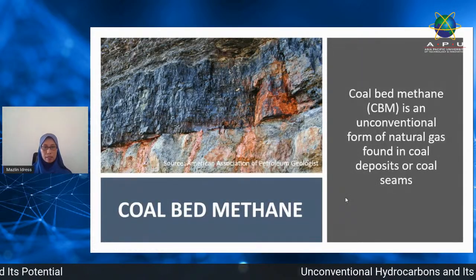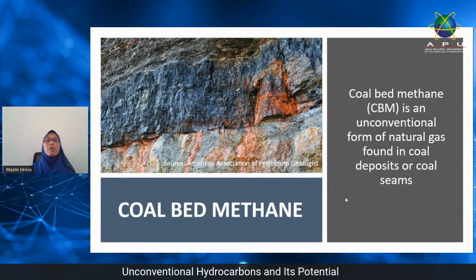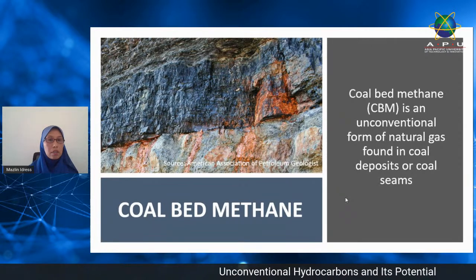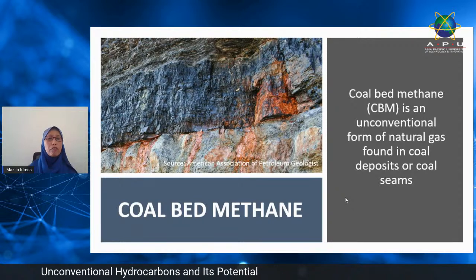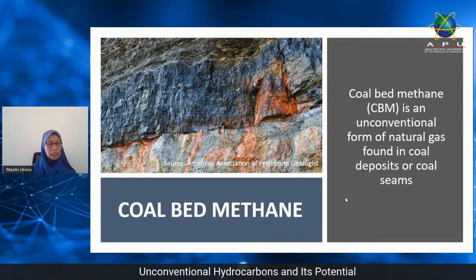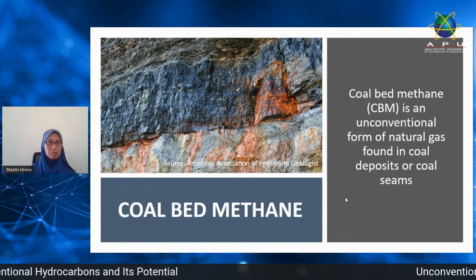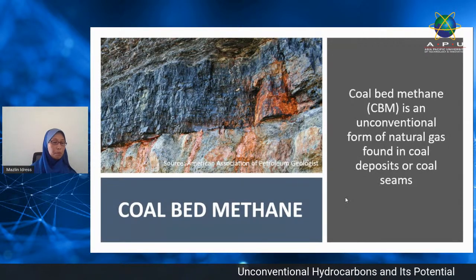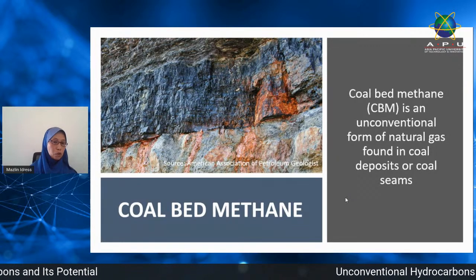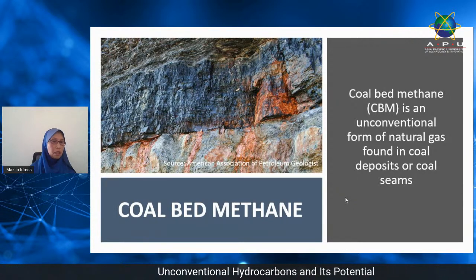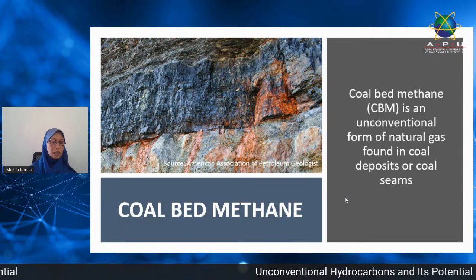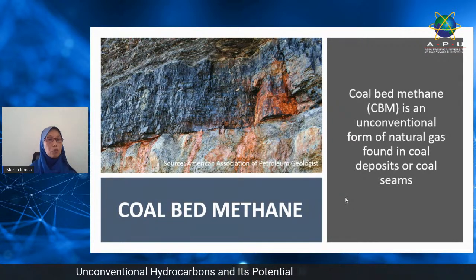Then these are coal seams. Coal-bed methane is an unconventional form of natural gas found in coal deposits or coal seams. The picture is taken from the American Association of Petroleum Geologists. As I explained before, to take the methane out from a coal seam, we need to drill a steel cased hole into the coal seam and pump out the produced water, the groundwater. This reduces the pressure inside the coal seam, and the methane gas is released from the surface of the coal seams and produced.